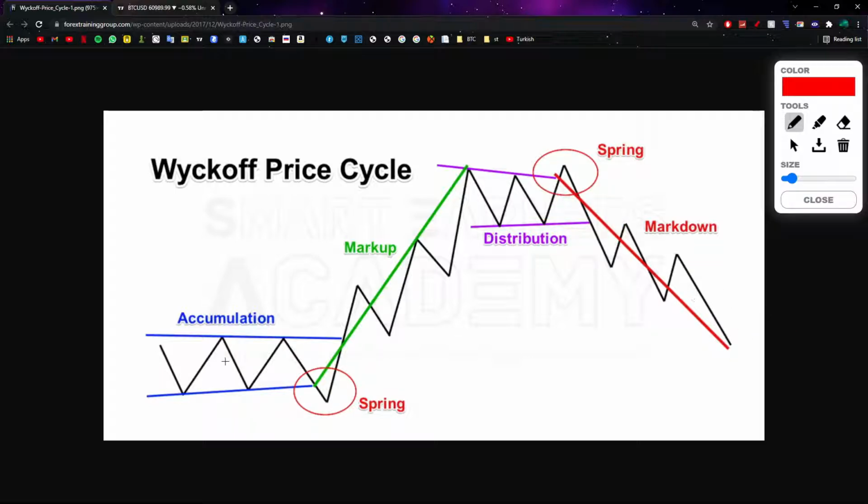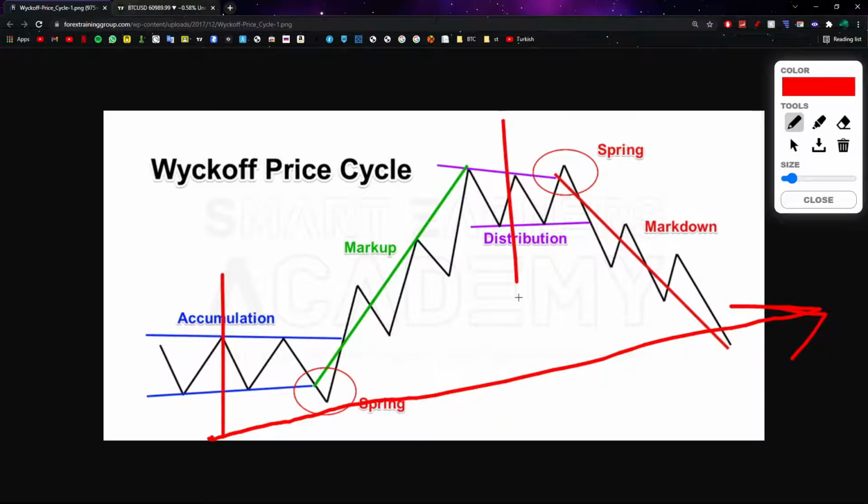And then, just like any cycle, we go back to the start. We have an accumulation, which will cause price to move to the upside, and then eventually we'll have a distribution again, which will cause price to move to the downside. However, overall, we can see that our trend is bullish. So although we are seeing bull markets and bearish markets, overall we are still on the bullish side. And that's the important part of the Wyckoff price cycle.